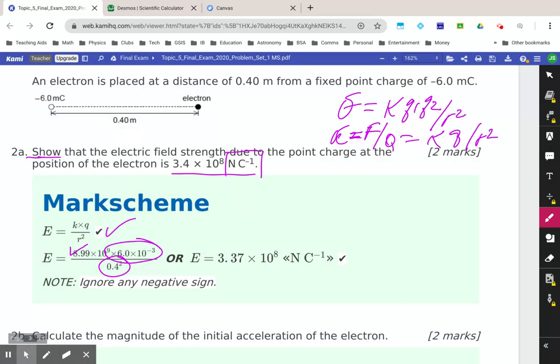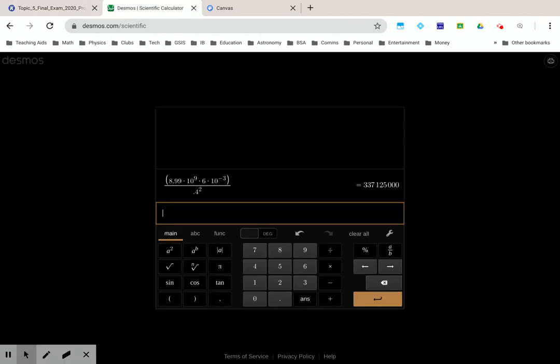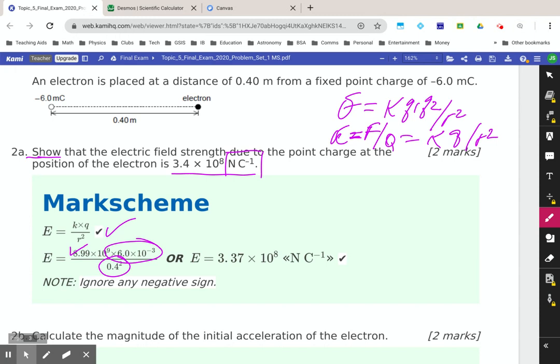And that gives us 3.37 times 10 to the 8th, which is 337 million. We're looking for a large field strength, because that's a very large charge. Remember, a coulomb is a huge amount of charge, and even 6/1000ths of a coulomb is a large amount of charge. That represents a lot of electrons. Okay, good, I got that. We're not worried about the sign right now.